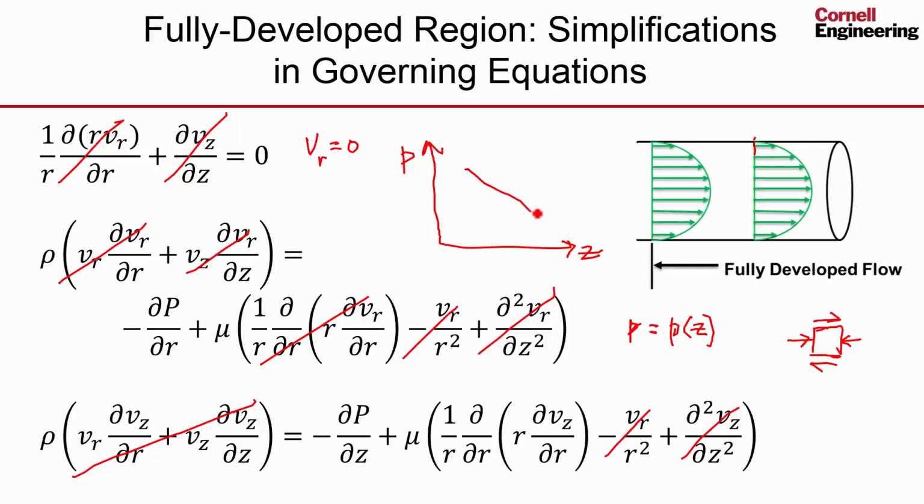One thing to keep in mind is that in the fully developed region, the Fluent solver will keep all these terms, but the effect of them will be negligible, and basically in that region only these two terms will be significant.